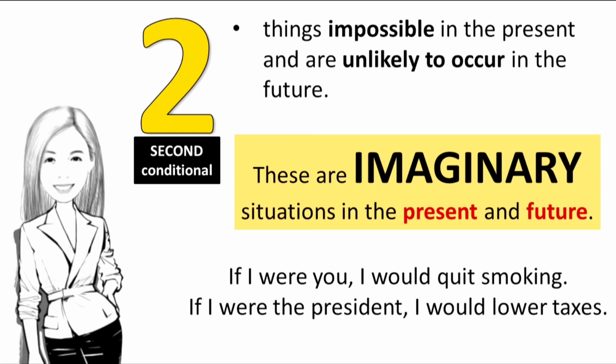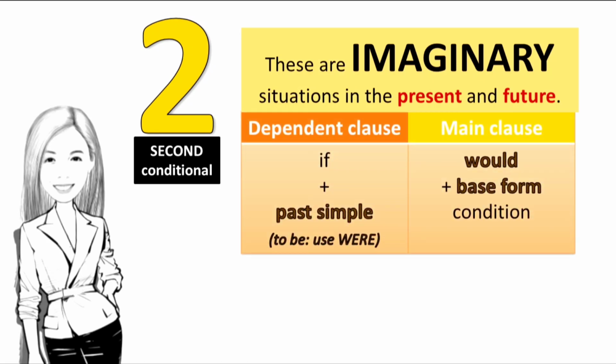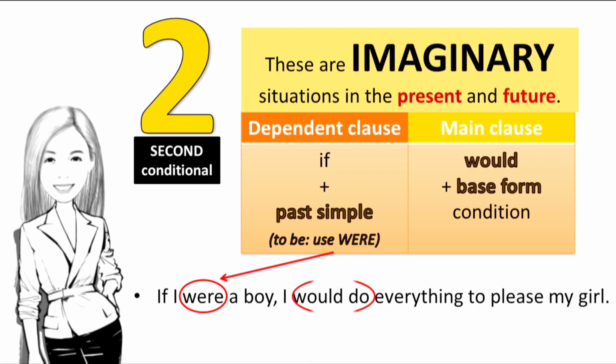To help you understand it better, let's talk about how we use it in sentences. The verb that we should use in the dependent clause should be in past simple. Or if it's in verb be, we should use "were", regardless if it's in singular or plural form. On the other hand, we should use would plus base form for the main clause. Let's see this example. If I were a boy, I would do everything to please my girl. In this sentence, we know that the speaker is not a boy because she uses "were", which is in past simple, and "would do", which is in would plus base form.